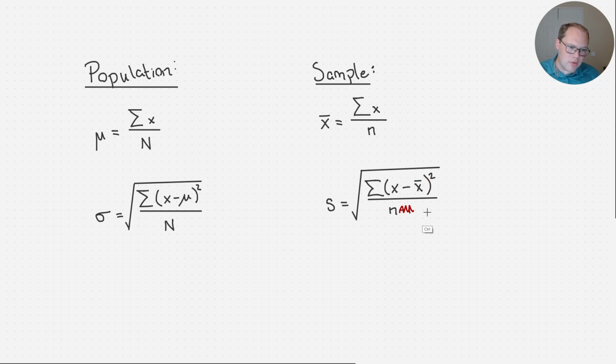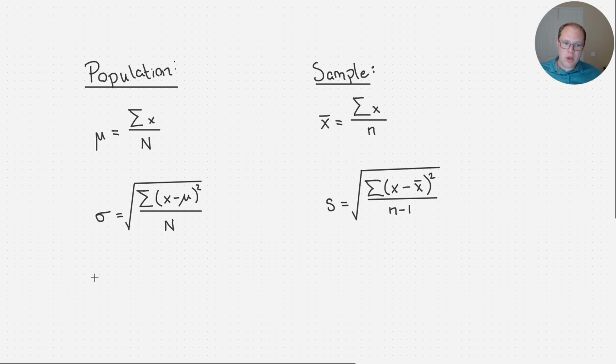So to correct for that, we throw in a minus 1 down here. And it's a little bit complicated why that works. If you're interested, you could take a more advanced statistics course later on. But it turns out that's the magic formula that will correct for that small error. Okay? So that is our formula for our sample standard deviation.